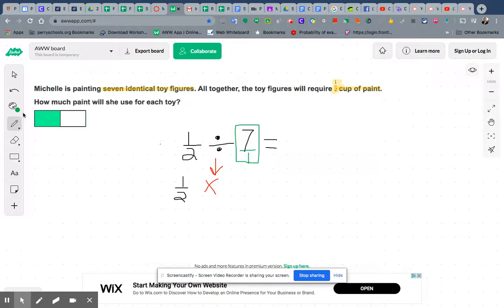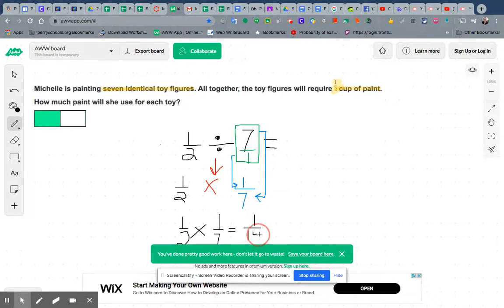And now we need to take the reciprocal. The reciprocal means that I'm going to take the numerator and make it the denominator, and I'm going to take the denominator and make it the numerator. And now I have my inverse operation, 1/2 multiplied by 1/7. So now I'm going to rewrite my problem, 1/2 multiplied by 1/7, and I'm going to get 1/14.